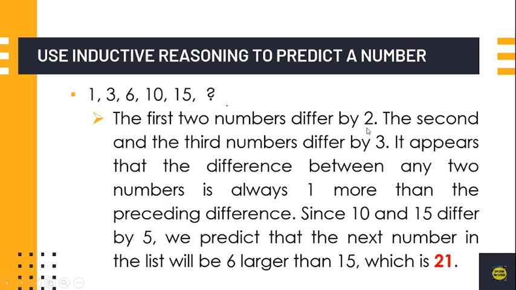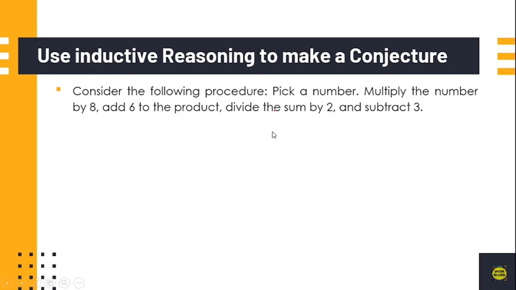That means the first two numbers differ by 2, right? The second and third numbers differ by 3, and it affirms that the difference between any two numbers is always increasing by 1. Since 10 and 15 differ by 5, we predict that the next number in the list will be 6 larger than 15. So 21 is the next term after 15.